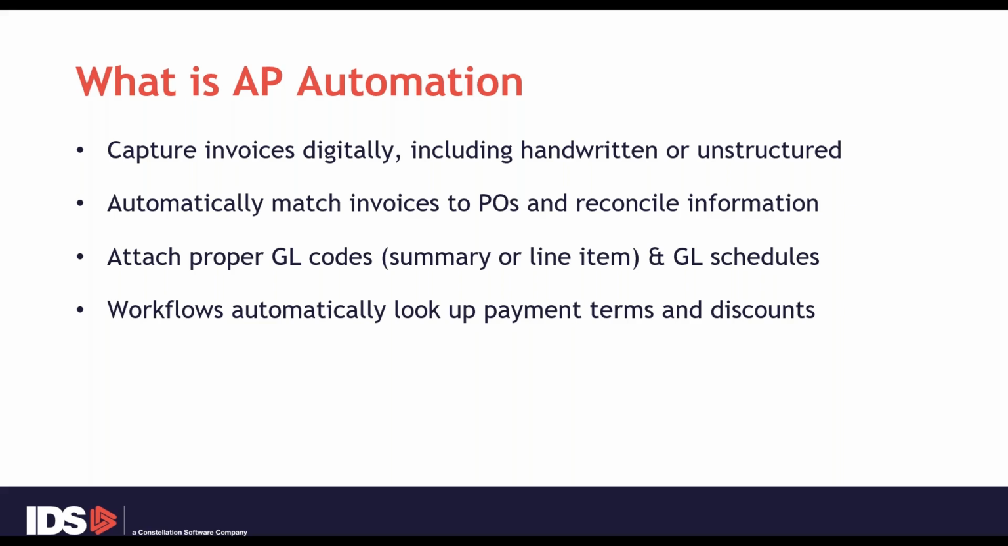And then the system matches invoices to POs to reconcile them. Part of the integration is to bring in all the purchase order details, so that as the invoices are being scanned in and processed, they can be reconciled against the purchase order. It attaches proper GL codes, so there's definitely some machine learning that's involved in this. The more you use the system and the more you tell it how things should be coded, it'll remember based on the vendor and the line items how to code it in the future.